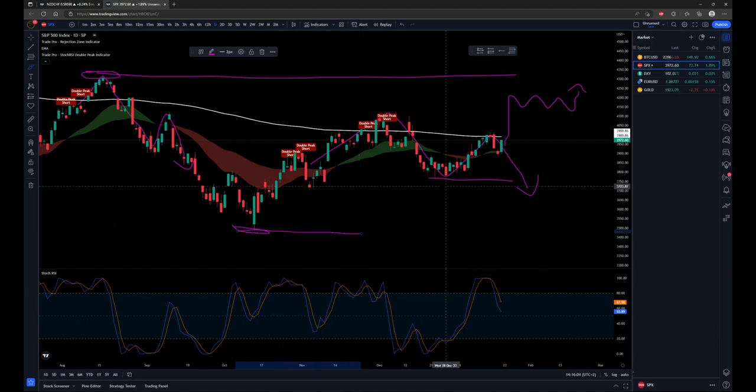All right, so that's what my opinion is going to be here for S&P 500 still, and I talked about what would shift my trend bias there.